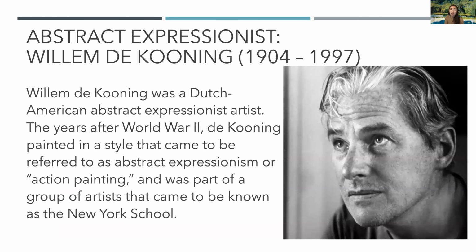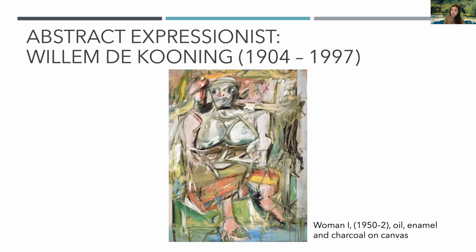Now, let's see the next abstract expressionist artist, Willem de Kooning. Willem de Kooning was a Dutch-American abstract expressionist artist. In the years after World War II, de Kooning painted in a style that came to be referred to as abstract expressionism or action painting, and was part of a group of artists that came to be known as the New York School. So this is his work.